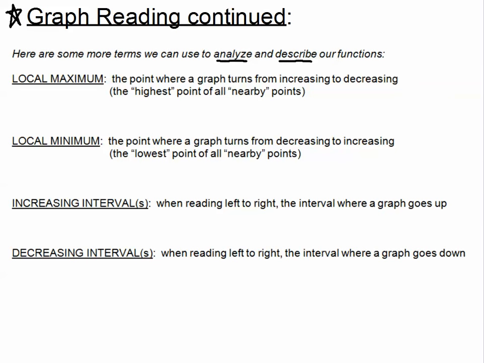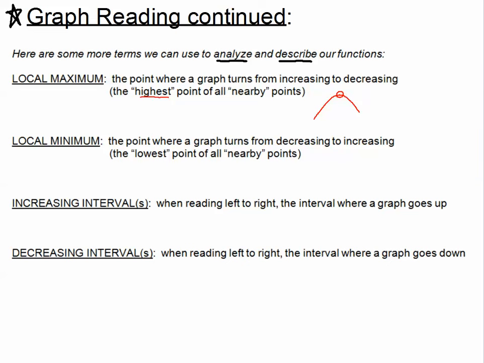Let's first talk about the local maximum. Maximum is the singular. On the objectives I said maxima if we have more than one. A local maximum is the point where a graph turns from increasing to decreasing, or in other words, it's the highest point of all of the nearby points. So if our graph goes from an increasing to a decreasing part, then we would have a local maximum right there at the top. So it's the highest point of a localized domain. It's like the top of a mountain.